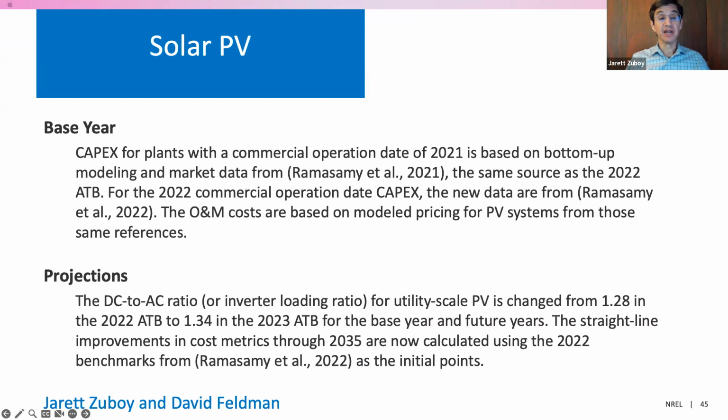So we're going to talk a little bit about PV. I'm not going to spend a lot of time on this slide. Basically, the first paragraph here says we changed our references. The base year is 2021, but we have a 2022 reference for solar CapEx that we used for PV CapEx, and we also use that reference for O&M. For the projections, we made a slight modification to the inverter loading ratio based on Lawrence Berkeley's Track the Sun data. And then we calculate projections using our 2022 report as the starting point for the projections. So we can go to the next slide.